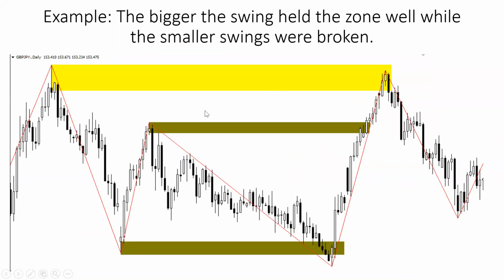All right. So here's a good example of that. Now, the bigger swing held the zone better than the smaller swing over here. So kung makikita po natin dito, this is the same chart that we had before. And remember, this is the resistance that we drew. Now, when price went to that area right here, it actually gave us a pretty good bounce, no? So kita mo, umakyat yung price.